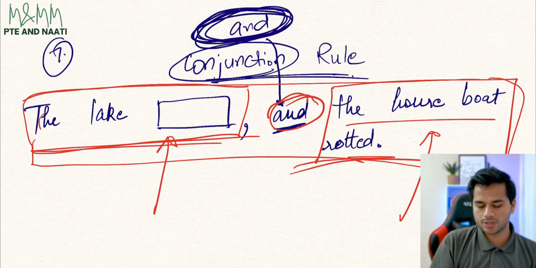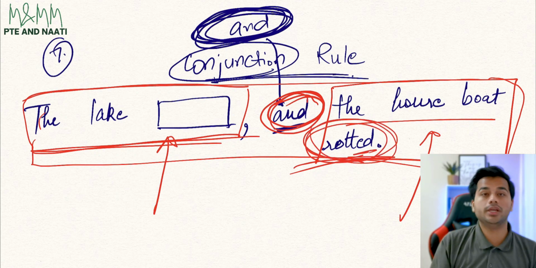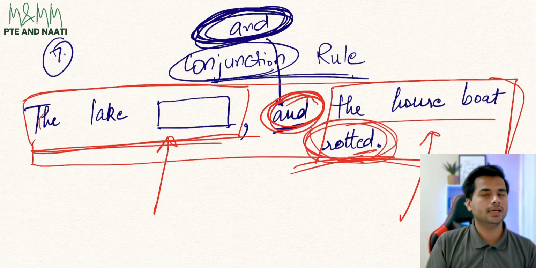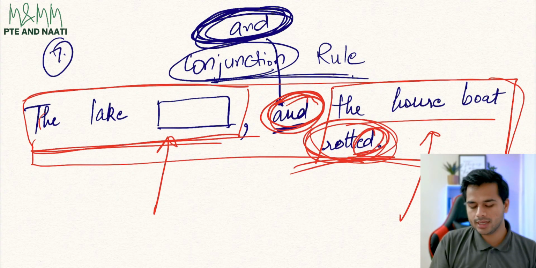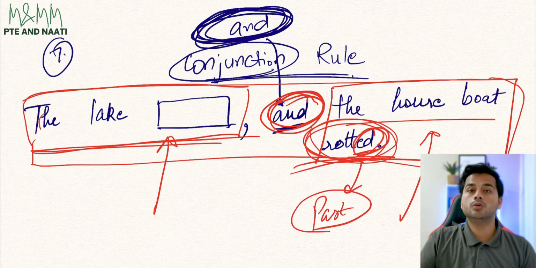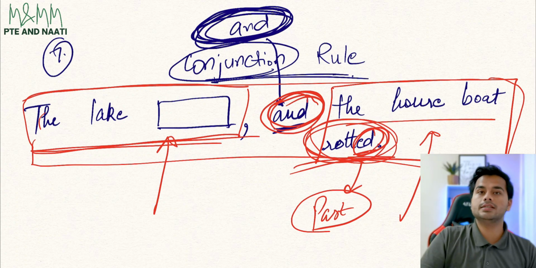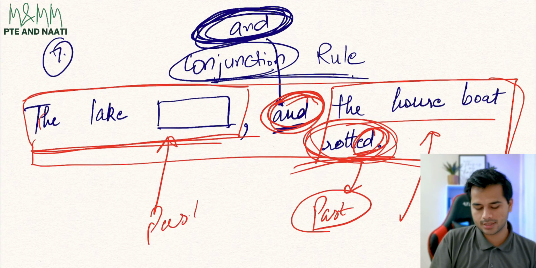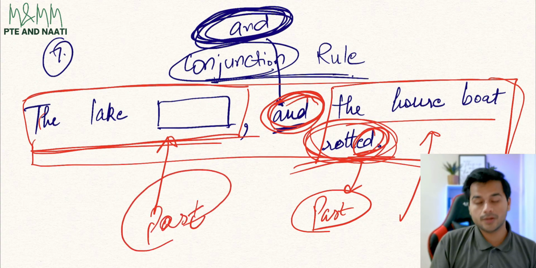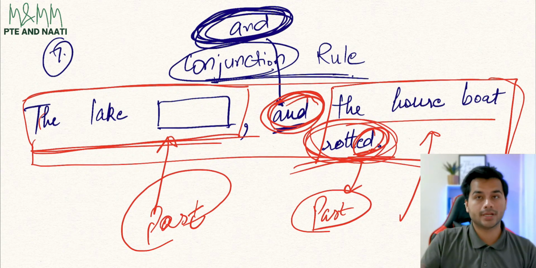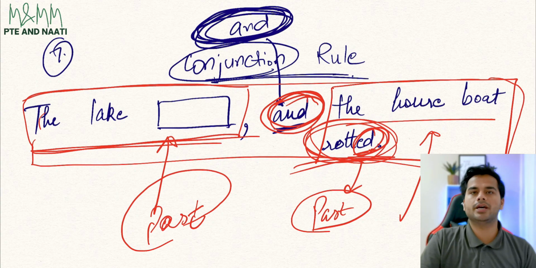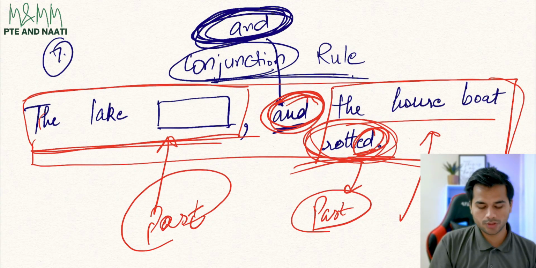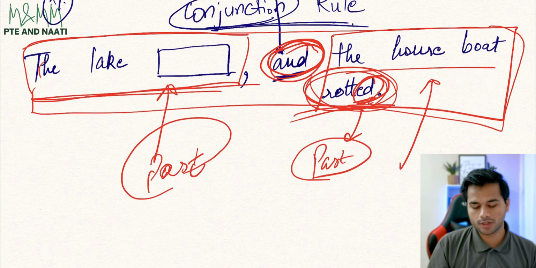In that scenario, we need to see if "and" is given, and on the right hand side, as we can see, "rotted". Even if you do not know the meaning of the word "rotted", it doesn't matter. By looking at "ed", I know that it's in the past tense. Now my rule says that if on either side it's a past tense, the other side automatically becomes past tense as well. If they had given present tense on the right hand side, the left hand side of "and" would have been present tense as well. Same applies with future. So the rule says "The lake dash and the houseboat rotted." "Rotted" is in the past.